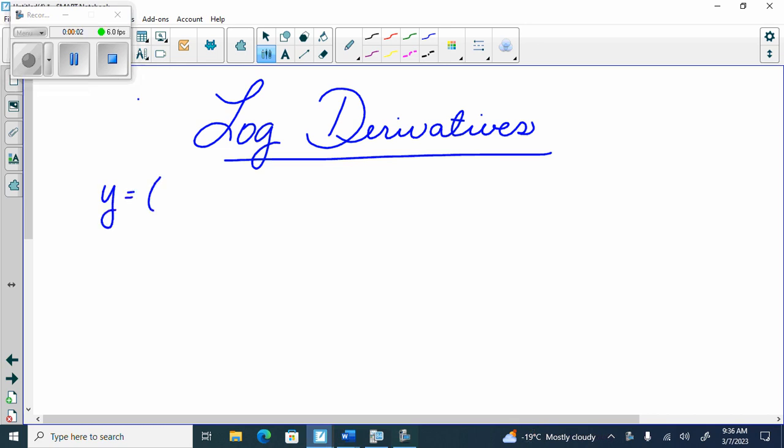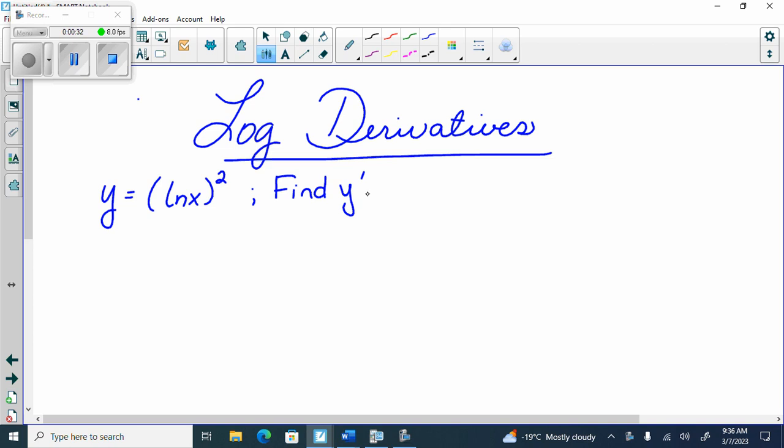y equals ln x squared. Find y prime. Okay, so we have done derivatives of e's. We've done derivatives of bases that are not variables. We've done derivatives of bases that are variables. We've done chain rules. We've done quotient rule, product rule, power rule. We've done trig. We've done inverse trig. But what we have not done is logs.